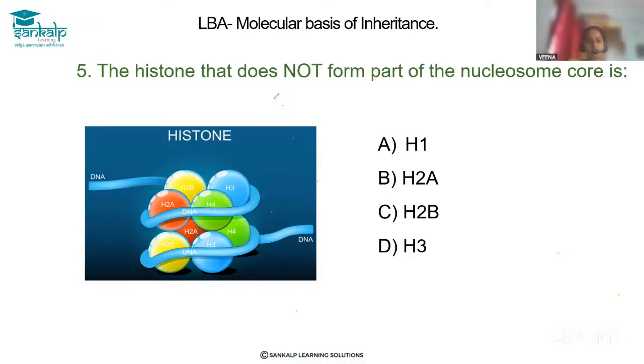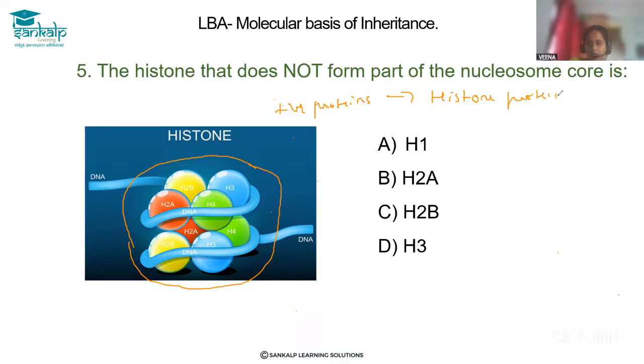Let's solve question 5. The histone that does not form a part of the nucleosome core is. So dear students, this is the histone. Okay. So histone means what? There will be positive proteins that are called histone proteins. Okay. So these are what?